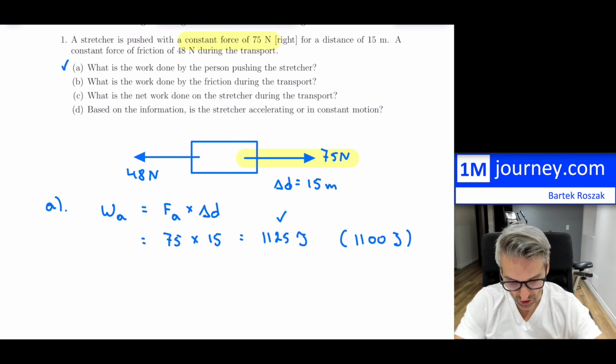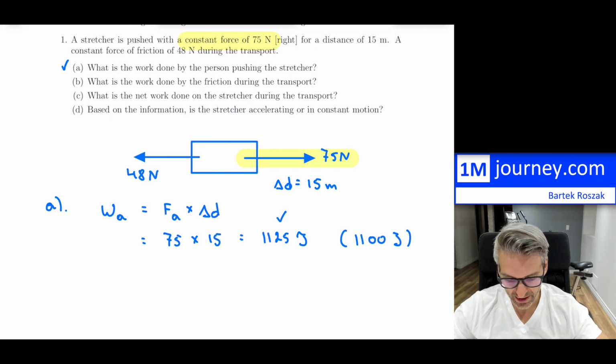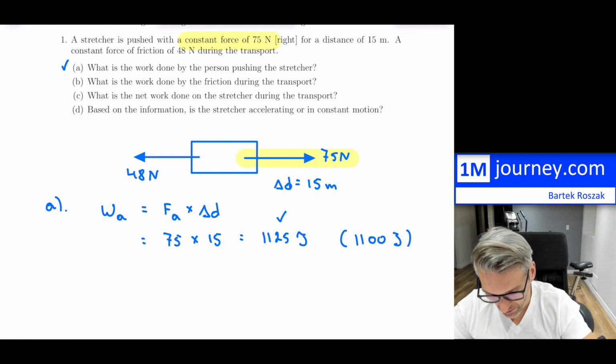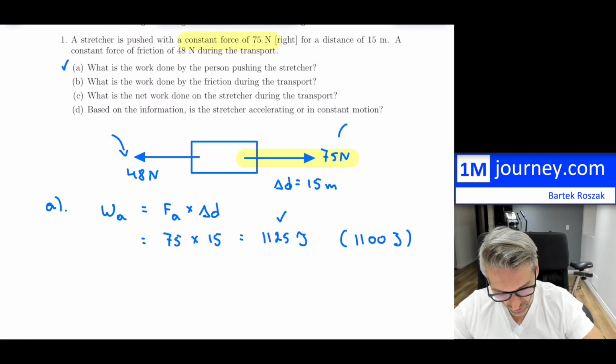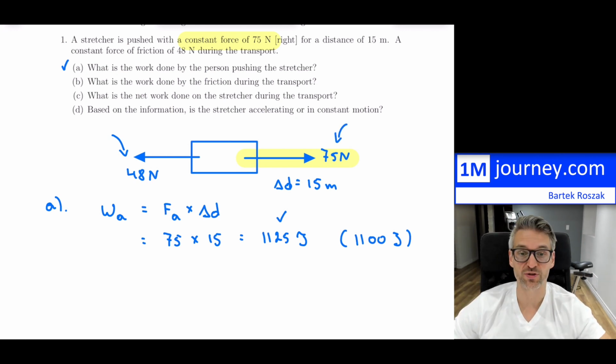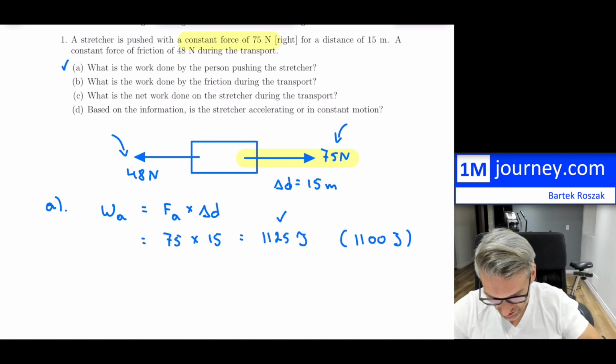Now, this is sometimes tricky because very often people will want to incorporate this force of friction. But if you're only asked for the force applied, then this is the only force. This is the work that is done. Now, of course, you're going to have to overcome that force of friction, but that would be the total, right? So the summation of the work. Okay, so this is part A.